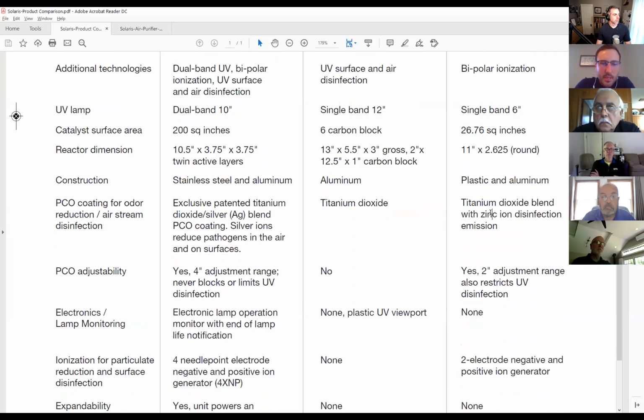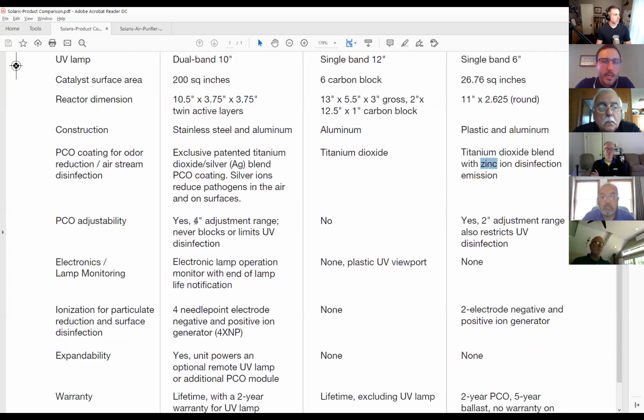PCO adjustability, this is another really big one. So as far as the ozone that's being emitted, some people are sensitive to the smell, and you can adjust that on both of our products. So PCO adjustability, we do have a 4-inch adjustment range. They have a 2-inch adjustment range.